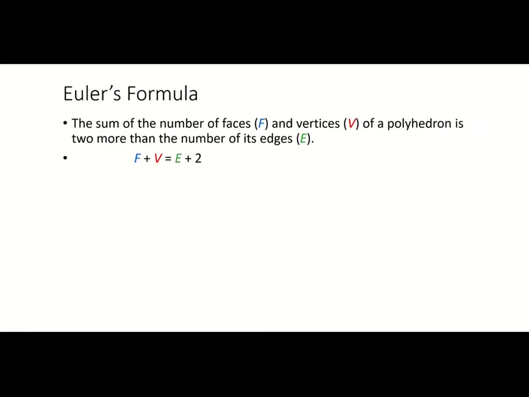All right, next we're going to talk a little bit about Euler's Formula. Euler's Formula says that the sum of the number of faces and vertices of a polyhedron is always 2 more than the number of its edges. So again, faces plus vertices equals edges plus 2.